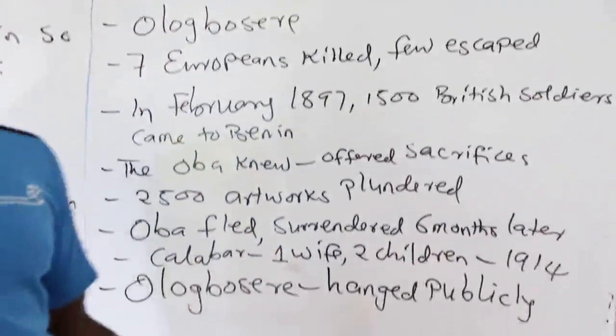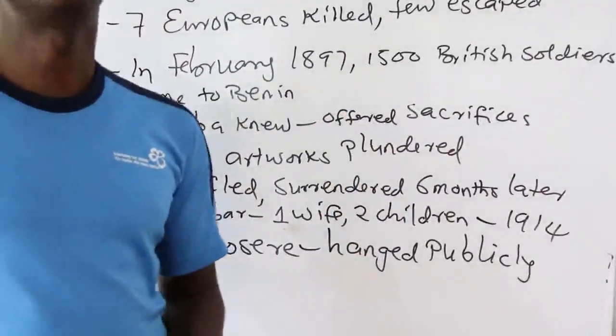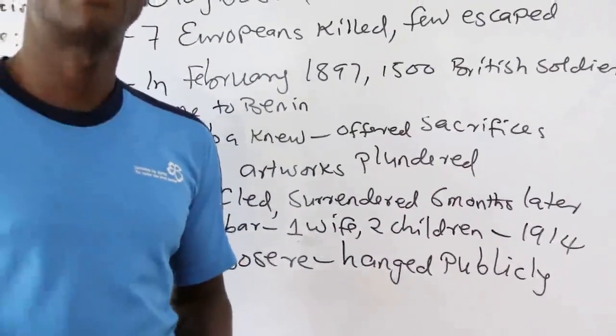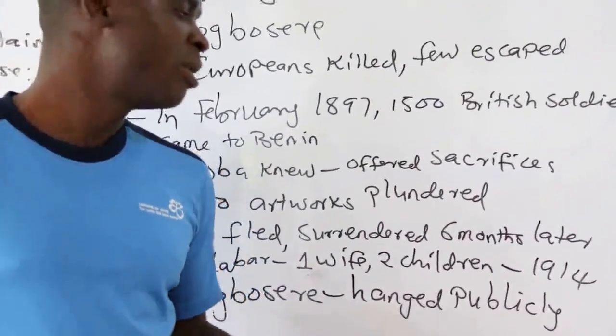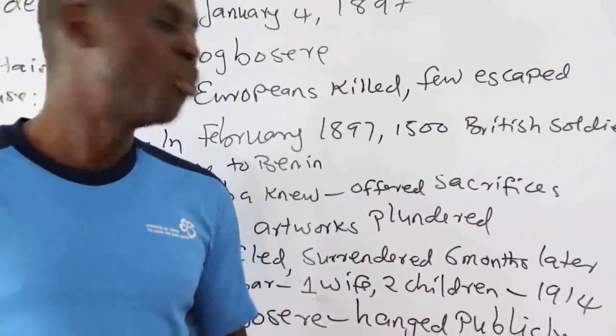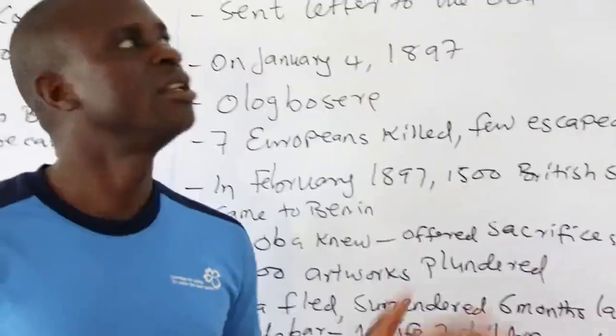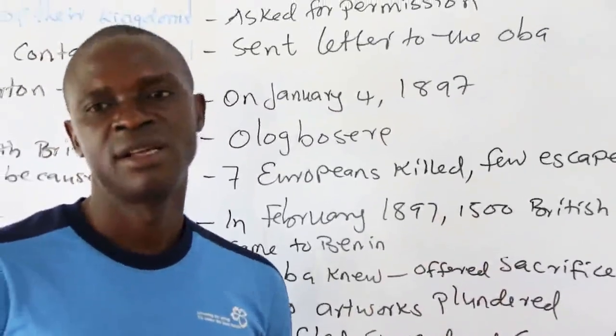Later, Olobosere and other chiefs that killed the 7 Europeans were also arrested. They were tried and found guilty. So all of them were hanged publicly. So that was what transpired in Benin in the 19th century.